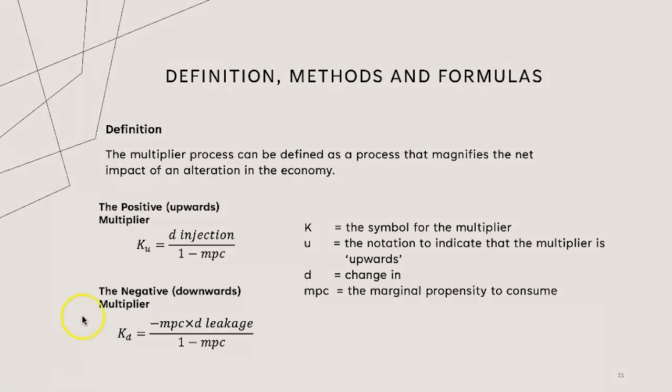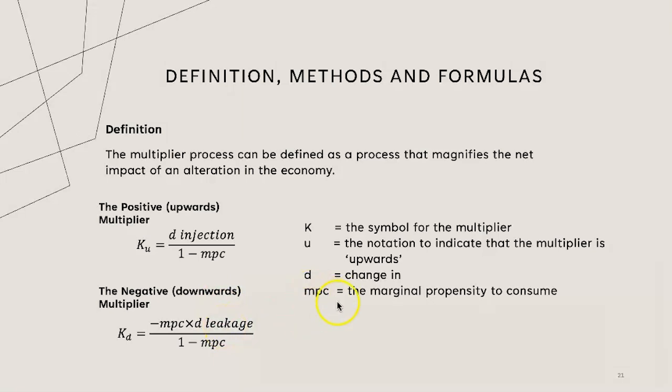There are two types of multiplier process, which are the positive multiplier and the negative multiplier. K here indicates the symbol for the multiplier. The U here is the notation to indicate that the multiplier is upwards, whereas D here is a notation to indicate that the multiplier is downwards. For the negative, there are two Ds: one for injection and one for leakage. So if there is a change in the injection and if there is a change in leakage.